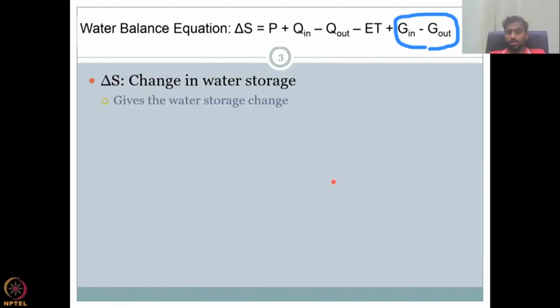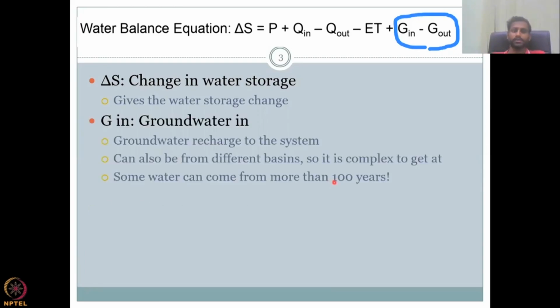So del S is the change in water, which gives the total net water storage. It is the change in any of these components. You can have storage inside your basin by way of soil moisture, surface storage, or groundwater storage. G in is groundwater in, groundwater recharge to the system.